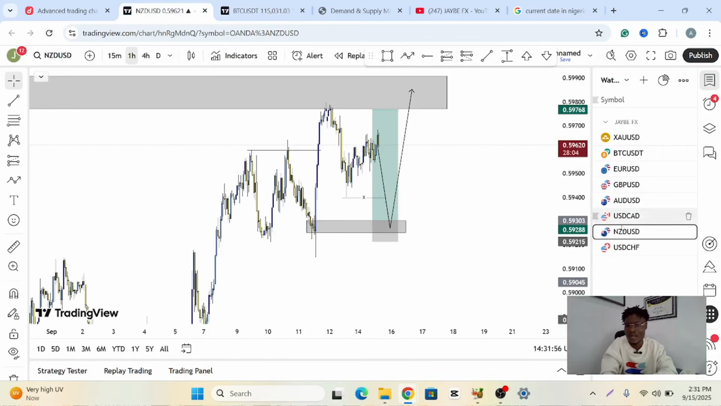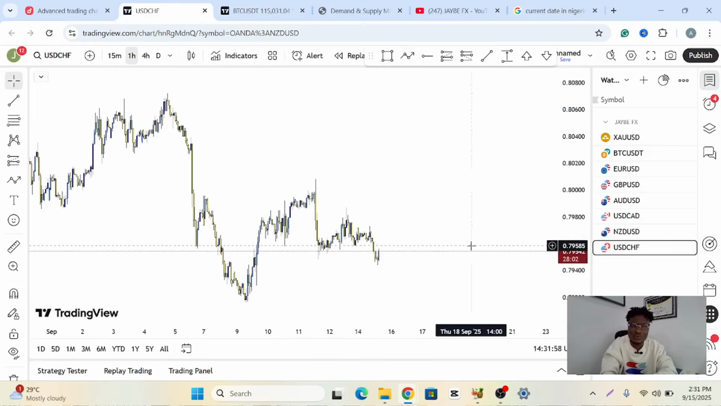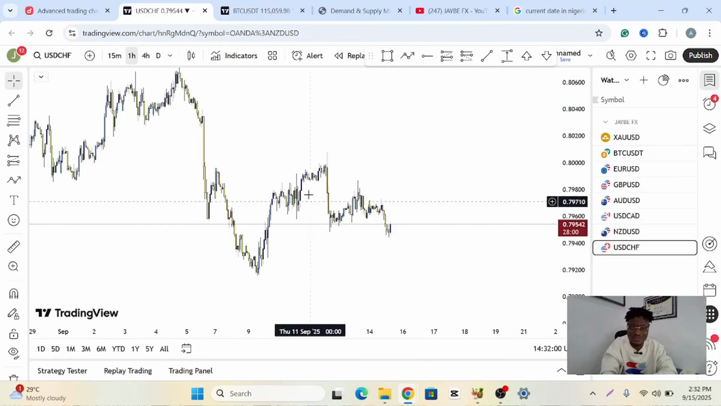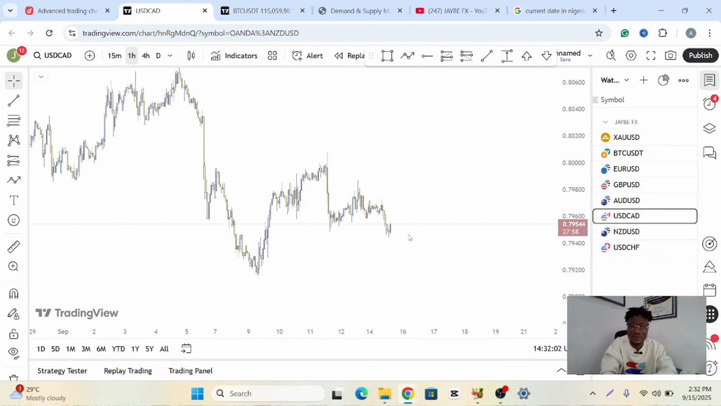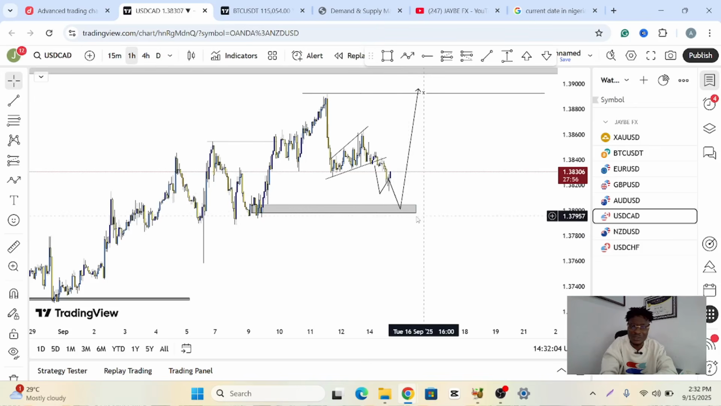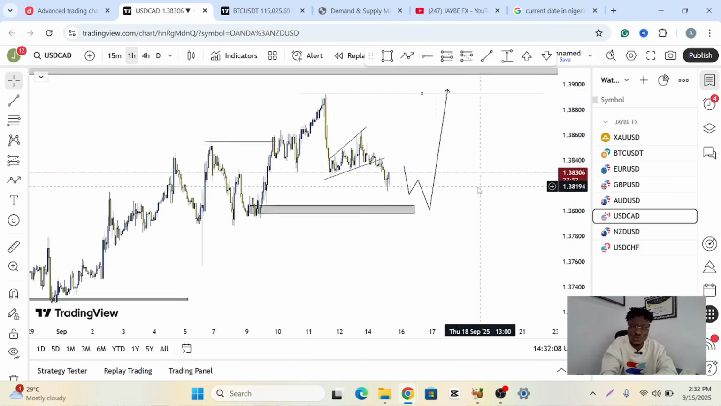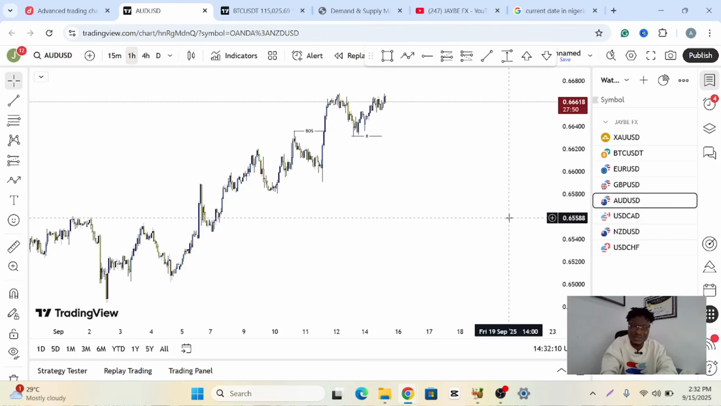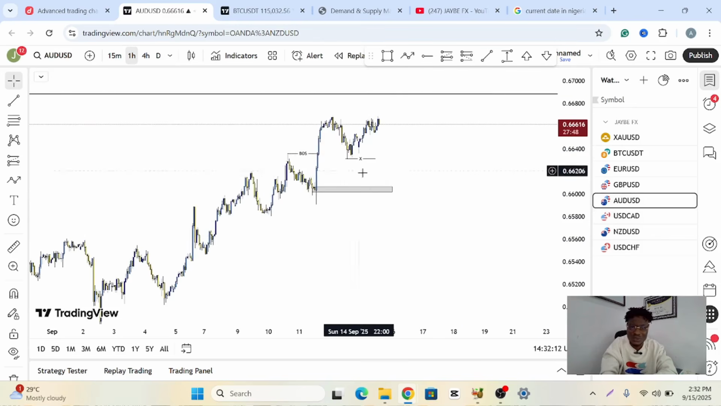I have one on NZD/USD. I have one on USD CHF, which was disrespected. I deleted it. I have one on USD CAD. I think that one, same thing. Okay, this one is almost respected. You can see the same thing, first touch only. I have one on NZD/USD. Boom. This one, same thing.